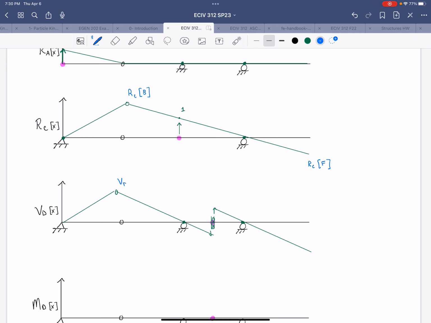This would be the shear at D when the unit load is at B, the shear at D when the unit load is at F down here. And then these points we'll call the shear at D when the unit load is immediately after the cut, and the shear at D when the unit load is immediately before the cut.